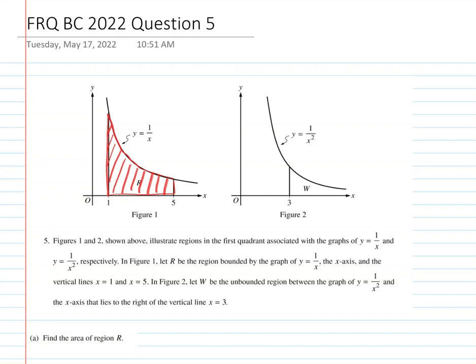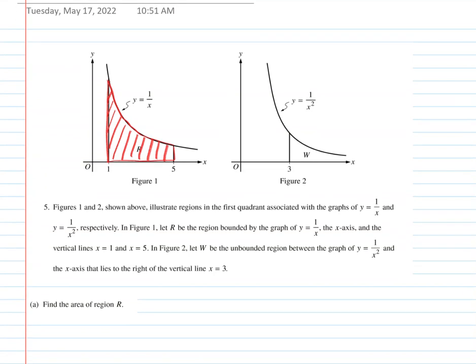So I'd like to do question number 5 from the free response questions, non-calculator section, AP Calculus BC of 2022. Figures 1 and 2 shown above illustrate regions in the first quadrant associated with the graphs of y equals 1 over x and y equals 1 over x squared, respectively. In figure 1, let R be the region bounded by the graph of y equals 1 over x, the x-axis, and the vertical lines x equals 1 and x equals 5.